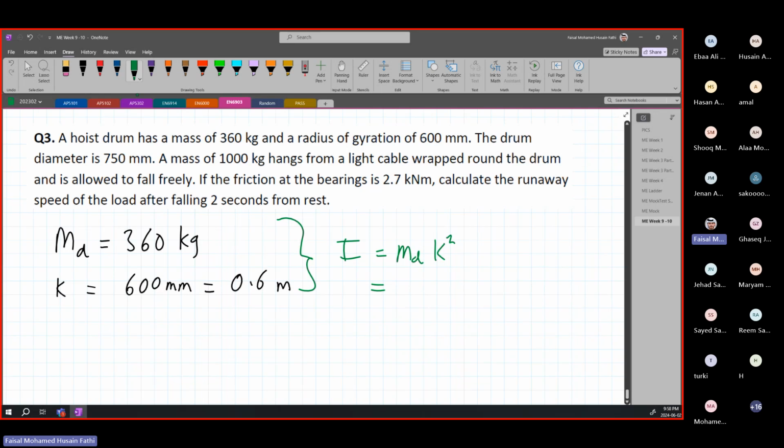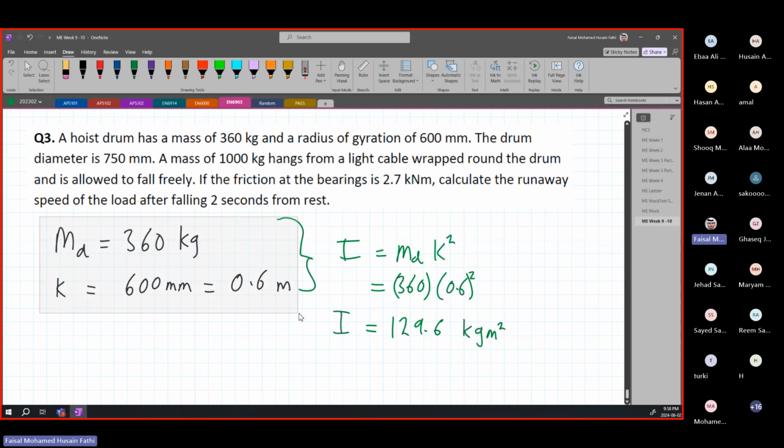Just to find the value of I using this equation. So it's equal to 360 times 0.6 squared. So I is going to be equal to 360 times 0.6 squared, which is 129.6 kilogram meter squared. All right. So we are done with these two values. That's the only reason we need them, is to find our I value.